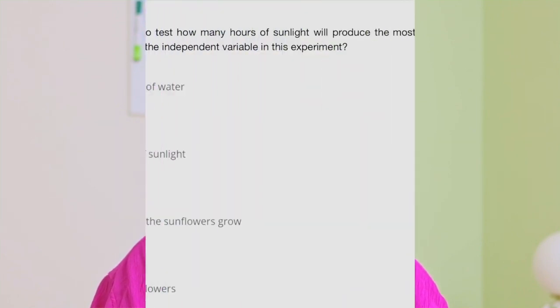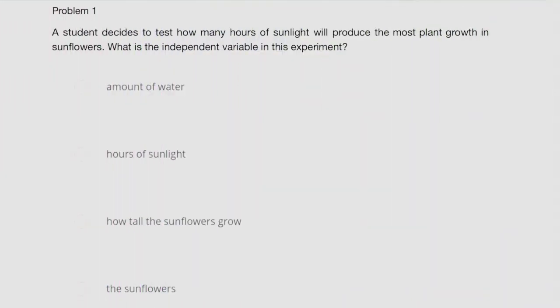Problem number 1. A student decides to test how many hours of sunlight will produce the most plant growth in sunflowers. What is the independent variable in this experiment? A, amount of water, B, hours of sunlight, C, how tall the sunflowers grow, or D, the sunflowers.